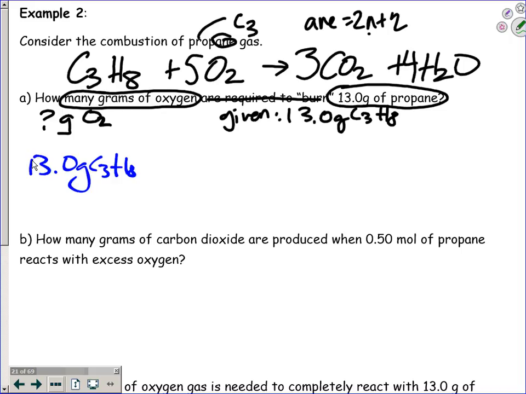All right, and back to me. Where are we starting, guys? Grams. So we're starting at grams. What's the first step? Go to moles. How do I go to moles, though? So I have to use the molar mass of propane, right? All right, so who cares about propane? Where do I want to go? I want to go to oxygen, right? So I got to get from moles of propane over to moles of oxygen. So moles of something to moles of something else.